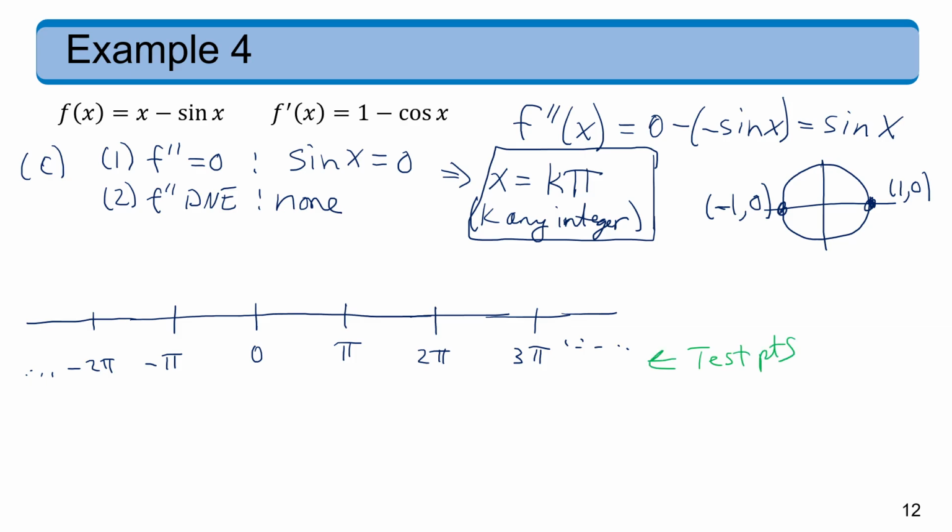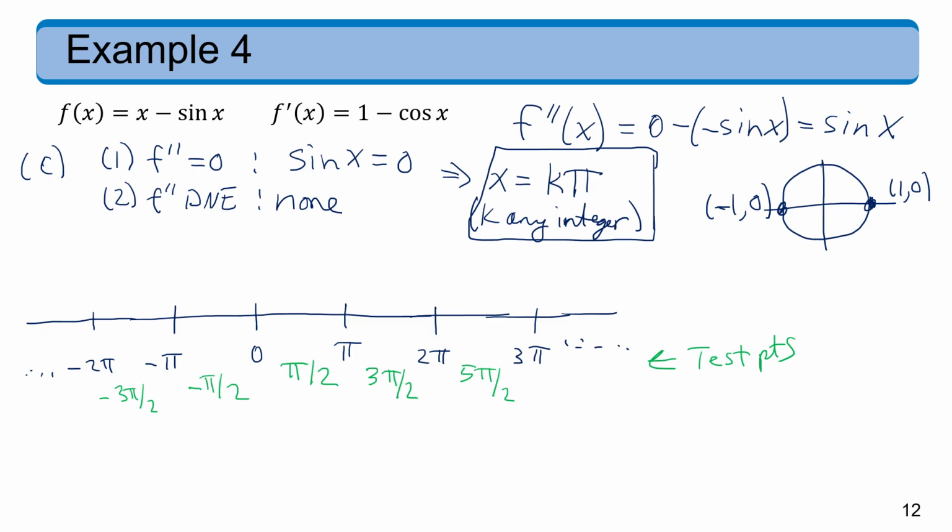So I'm going to start at 0 and go to the right first. Between 0 and pi, we could choose pi over 2. Between pi and 2 pi, I could choose 3 pi over 2. Next one could be 5 pi over 2, right? That's like 2.5 pi. Let's go to the negative range now. So how about negative pi over 2, negative 3 pi over 2? So you can see the pattern. It's always an odd number times pi over 2 that we're using for our test points.